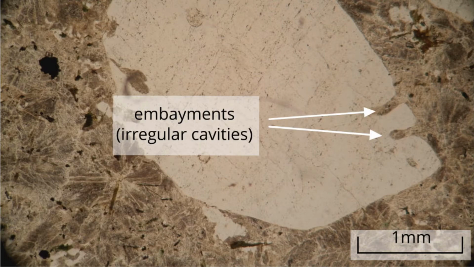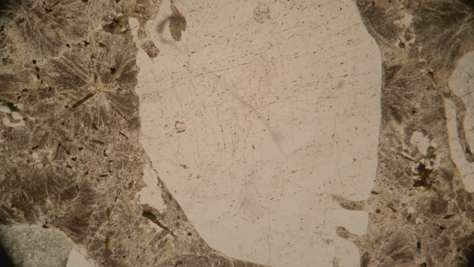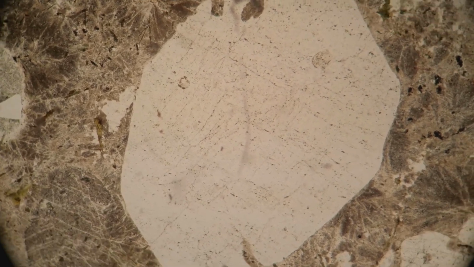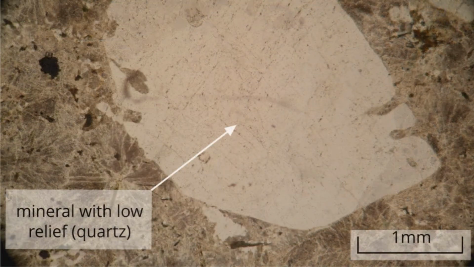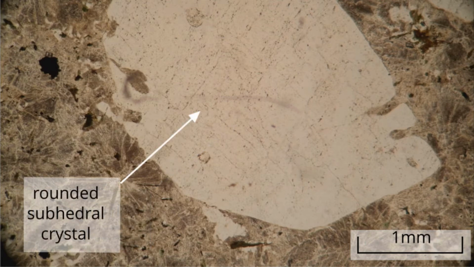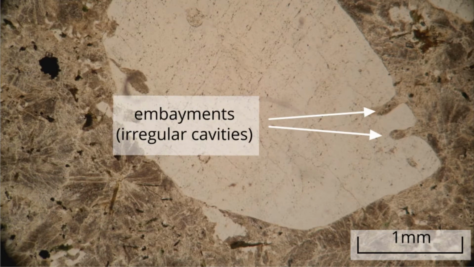One of these minerals forms phenocrysts that are rounded subhedral crystals that are embayed. In plain polarized light, this mineral is clear and not pleochroic, that is, it does not change colour when the stage is rotated. It has low relief and shows no cleavage. This mineral is quartz. Subhedral is a term used to describe crystals that show some crystal faces.